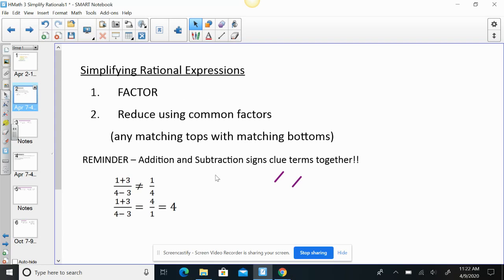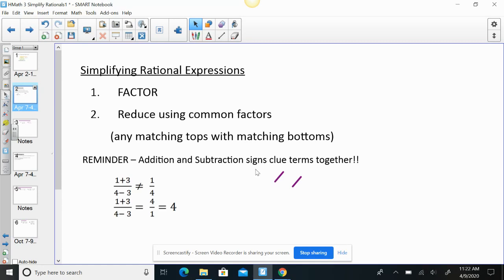So our steps for this, you probably want to write this down. Remember, you can pause and rewind as needed. Step one is going to be to factor. I know how much you guys are all looking forward to doing some more factoring. And then step two, you're going to reduce using your common factors. So we're going to try to find common factors that are in the numerator, the top, and then the denominator, the bottom.